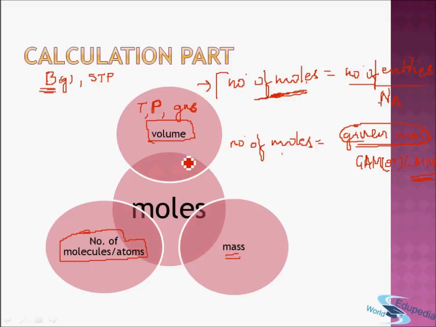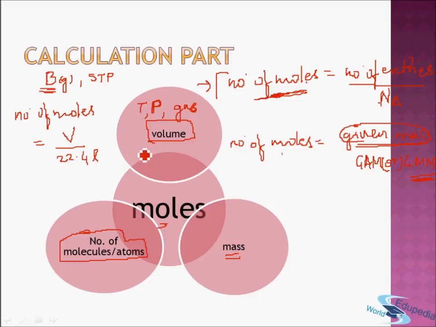So I have already calculated moles and I need to calculate volume. If you remember, at STP, the number of moles of a gaseous substance is always equal to the given volume divided by 22.4 liter. So using the number of molecules I calculated the number of moles, and using the number of moles I can calculate the volume of P taking part in the reaction. So this is how we make the calculation.